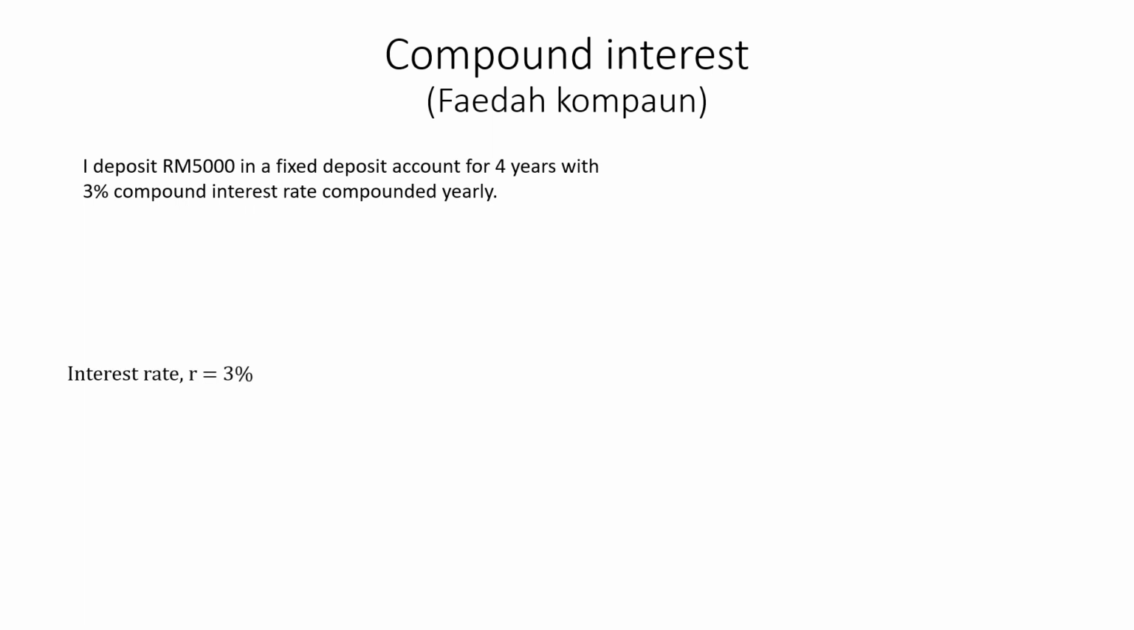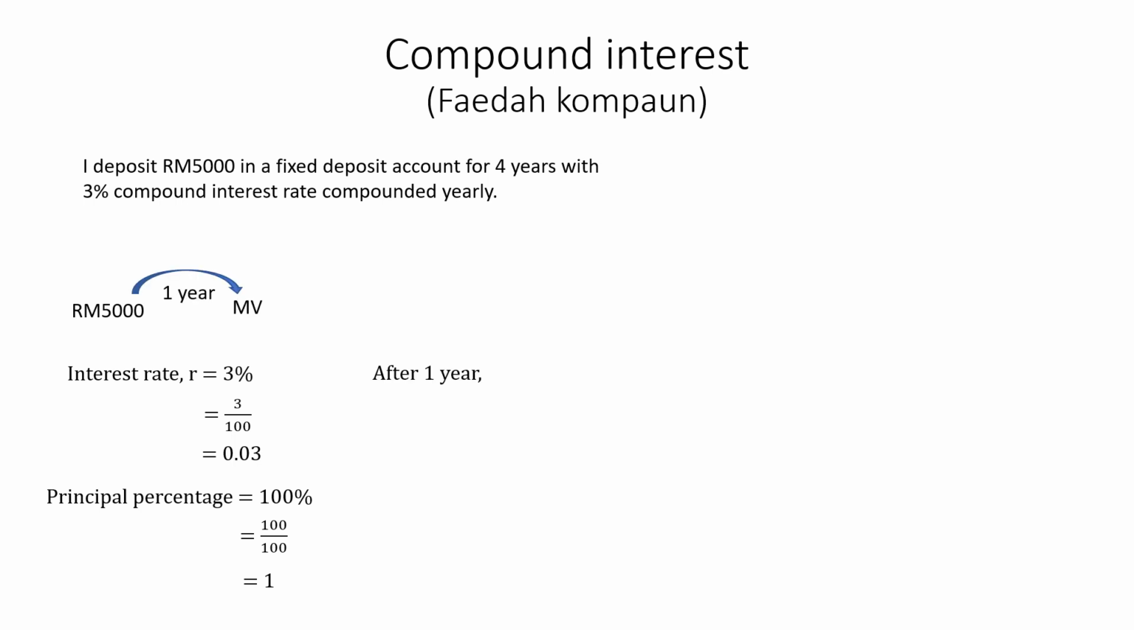I can write it as a decimal. So 3% is equal to 3 over 100, which is equal to 0.03. And the principal amount is 100%. I can write it as a number as well. 100% is 100 over 100, which is equal to 1.